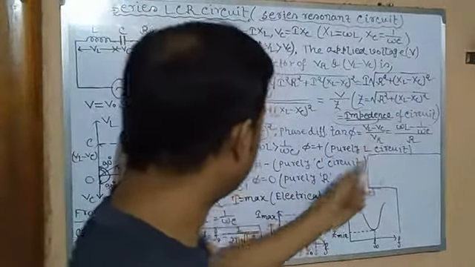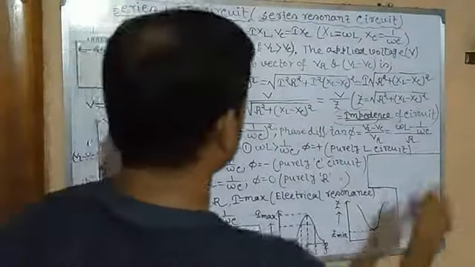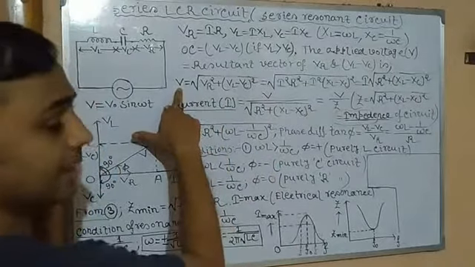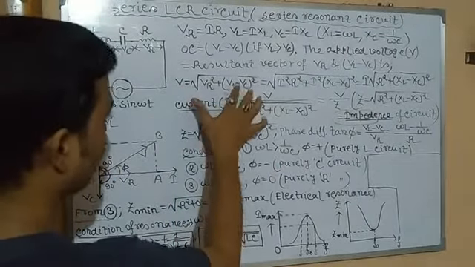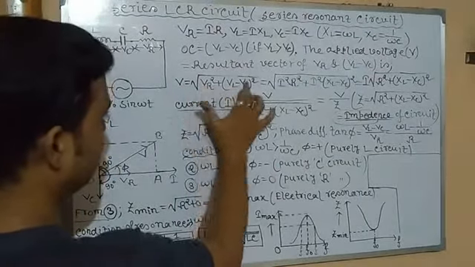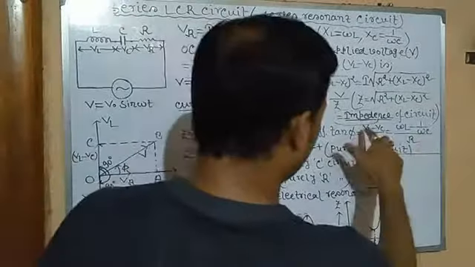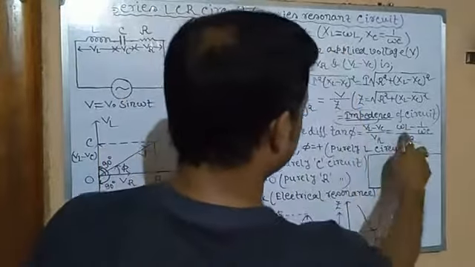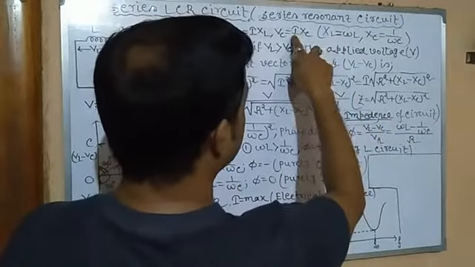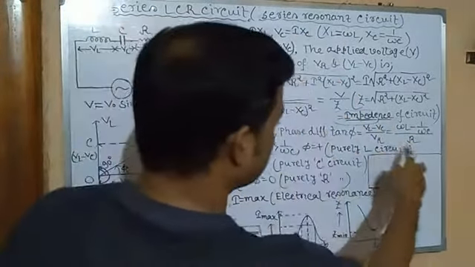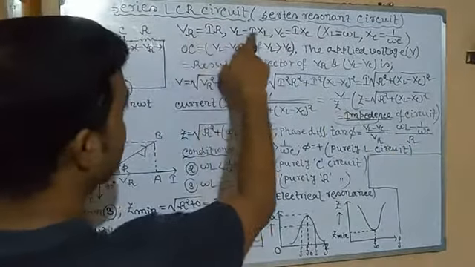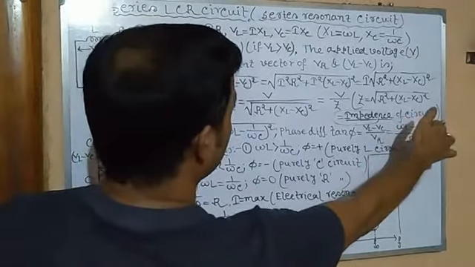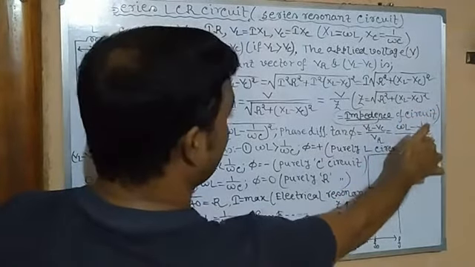So VL minus VC by VR in this case, the resultant vector being root over the sum of squares. So tan phi is equal to B by A, the angle between them. So what is VL? VL is equal to I XL, or I omega L. VC is equal to I XC. VR is equal to I R. So at the top it will be I XL minus I XC, and here I R. So I cancels.